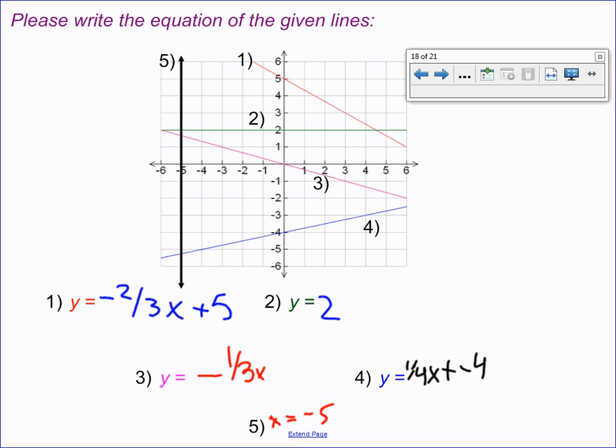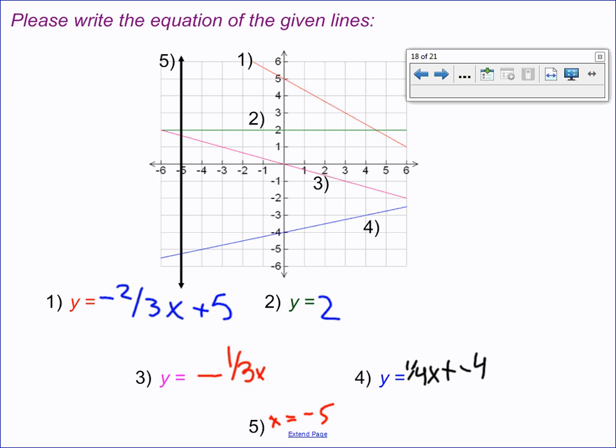Number 1 is the red line. Everybody look at top. Raise your hand if you had 5 minus 2/3 x, or negative 2/3 x plus 5. It's correct. Horizontal line in green, y equals 2. Raise your hand if you had number 2, y equals 2. Good job. The pink line through the origin, negative 1/3 x. The y-intercept was 0. Raise your hand if you had negative 1/3 x. Awesome. Number 4, 1/4 x minus 4.